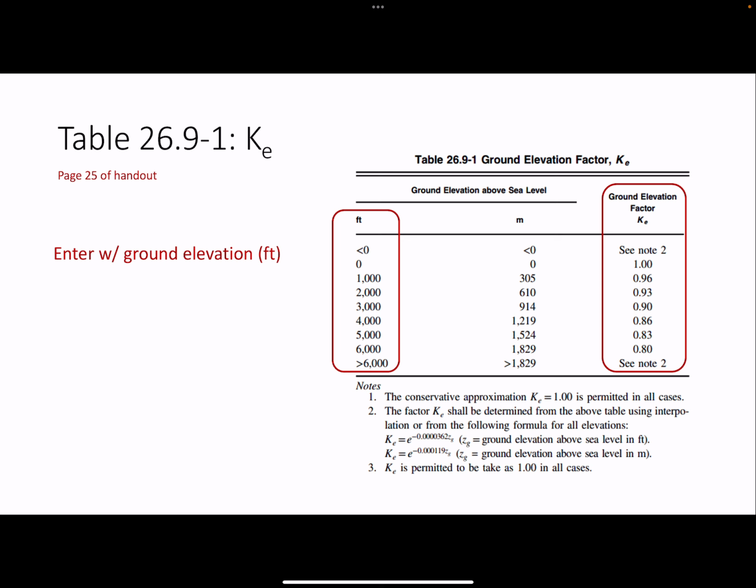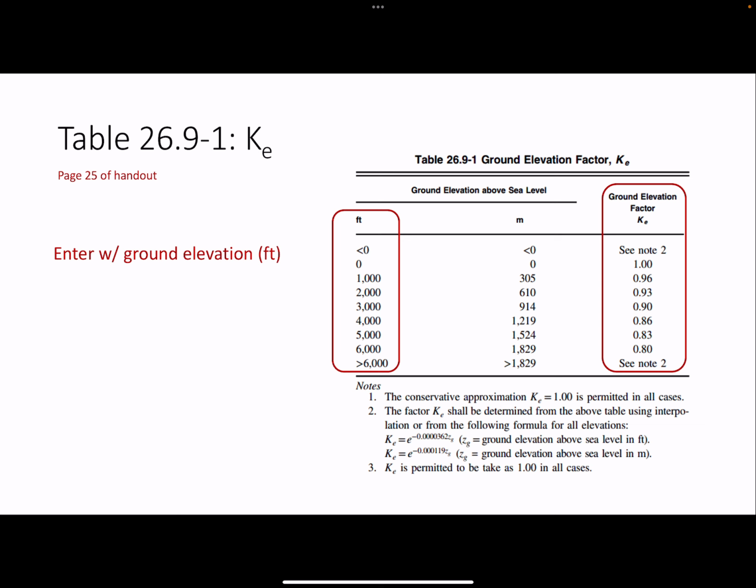Let's see. Oh, I take that back. Don't interpolate linearly. It doesn't say that. It says, oh, it does. Yeah, it does say it. All right. In the second note down here, it says you can use interpolation or use the exact equation.